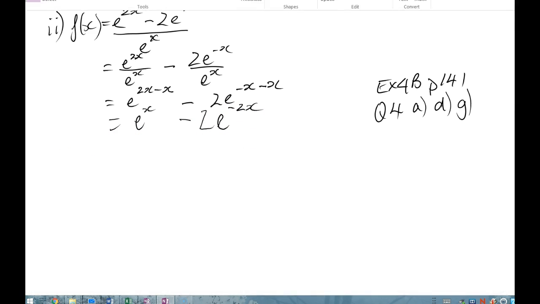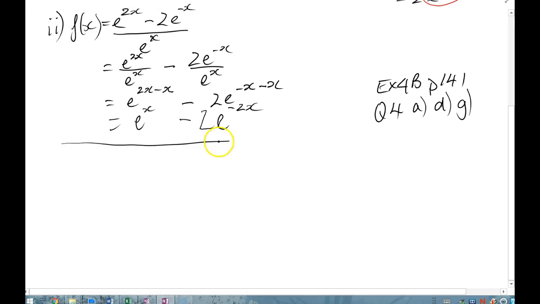Let me put my draw tool back on. So I have simplified my f of x. So now I need to go ahead and differentiate it. And I, again, can just do each term. So I'm going to do that. So f dash of x will equal, well, e to the x differentiated is just e to the x. It stays the same. That's one of the easy ones. And then when I differentiate this one, it's going to be minus 2.